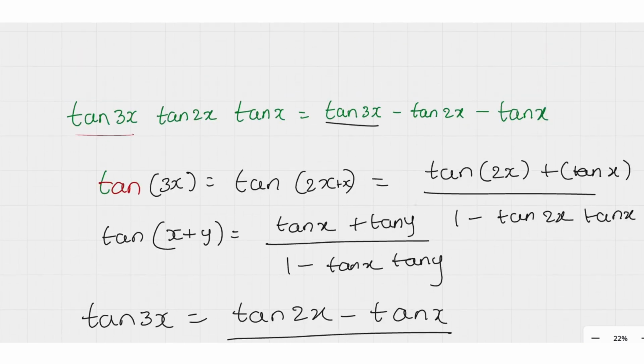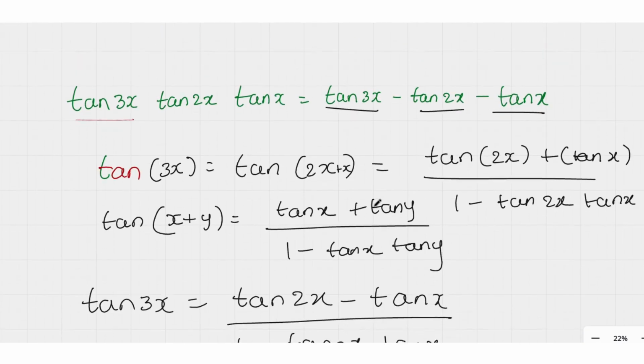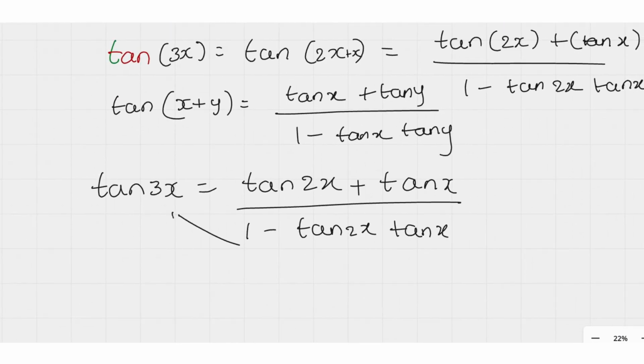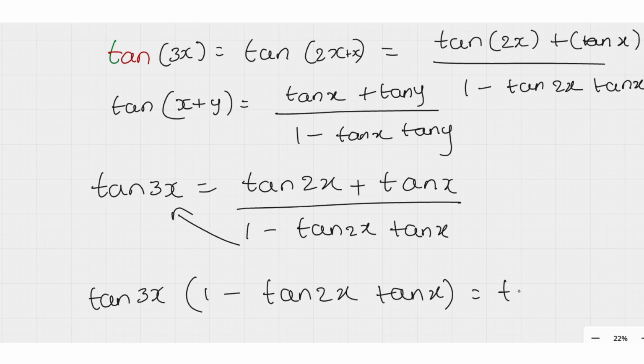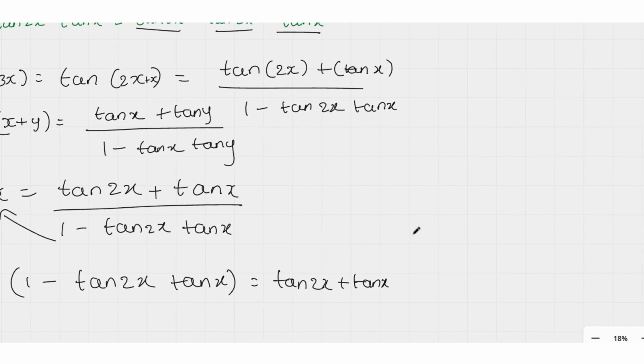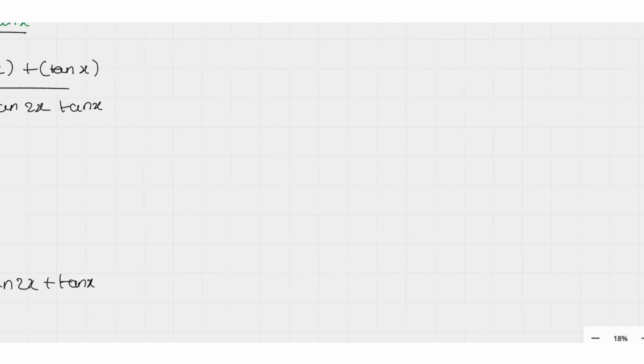Okay, what I'm going to do, I need to bring that negative sign here. So what you need to do is simply look at the denominator and cross multiply it with tan of 3x. So tan 3x multiplied by 1 minus tan 2x tan x is equivalent to tan 2x plus tan x. We already got the clue for our RHS.